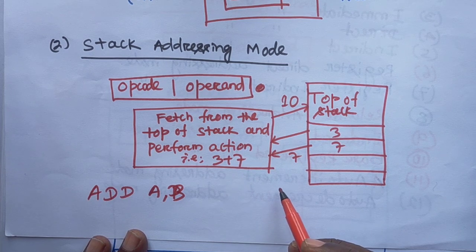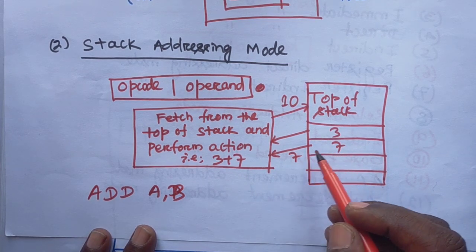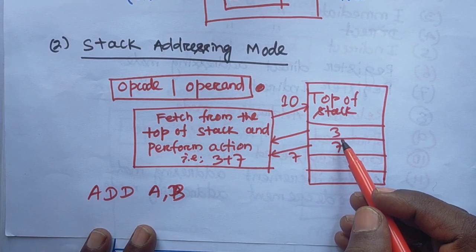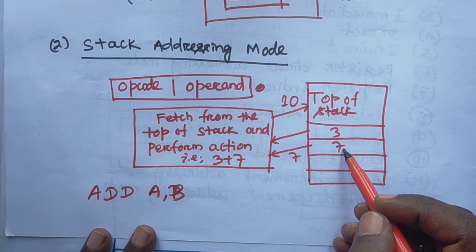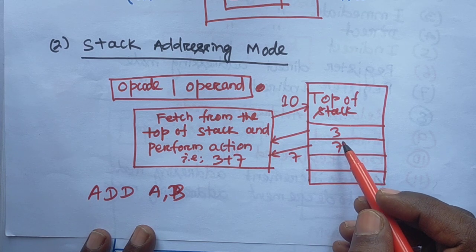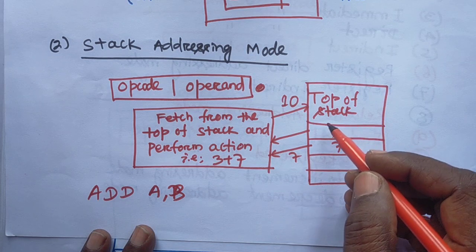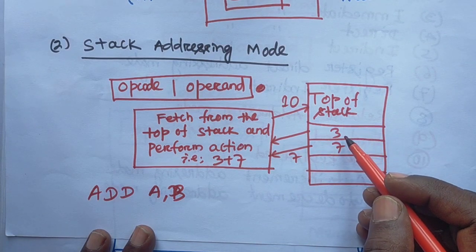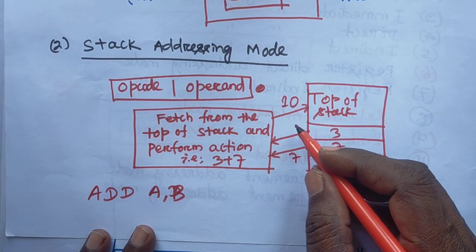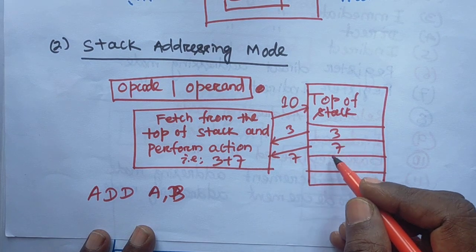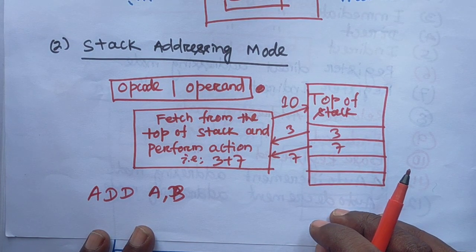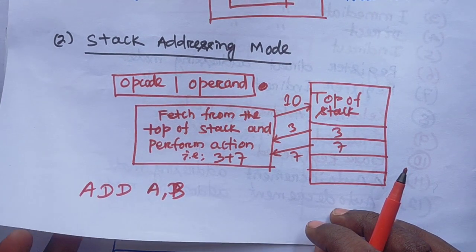In that case, we just store the data A. So suppose first is 7 and second is 3. When the add operation comes, the top of the stack, 3 and 7, will be added immediately. This is the basic concept regarding the stack addressing mode.